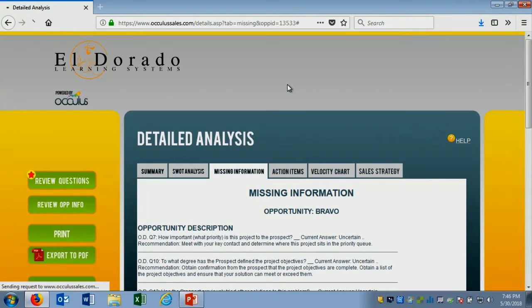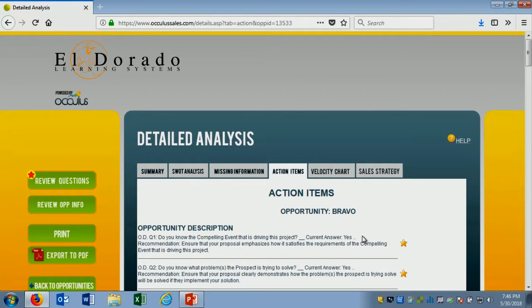And the same thing here with the action items. If you're strong in something, it'll tell you, do you know the compelling event that is driving this project? Yes. Recommendation: ensure that your proposal emphasizes strength. And if there's a weakness, then you go into that area.